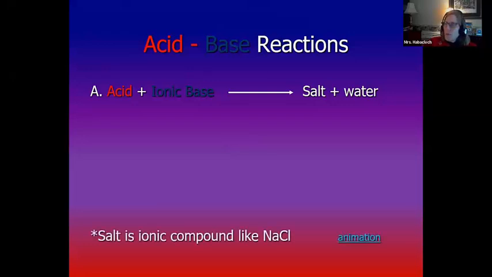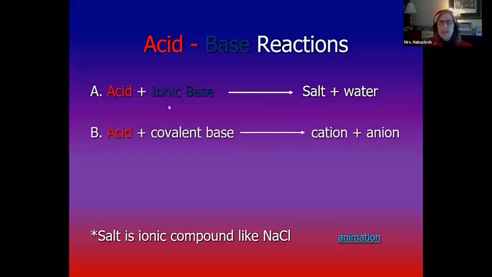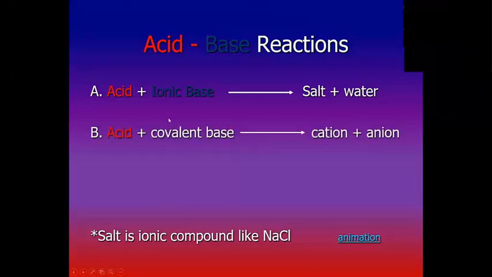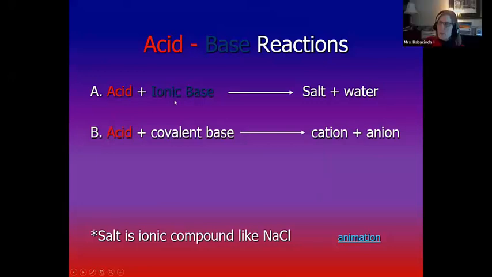So just to review, remember that an acid plus an ionic base, how do we know if something's ionic? You can tell me. If it's a metal and a non-metal. Right. So metal plus a non-metal gives you an ionic compound. So remember, a lot of times this is going to be an OH minus, a polyatomic ion in the ionic base, but not always. So an acid plus an ionic base gives you a salt, which is neutral, plus water.